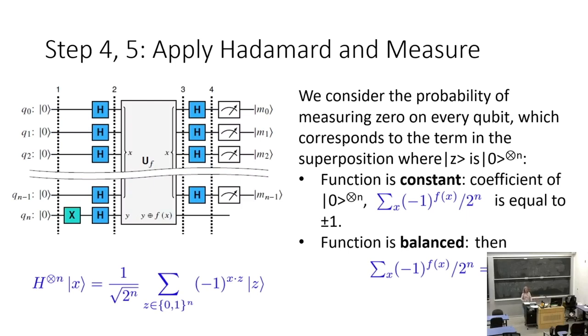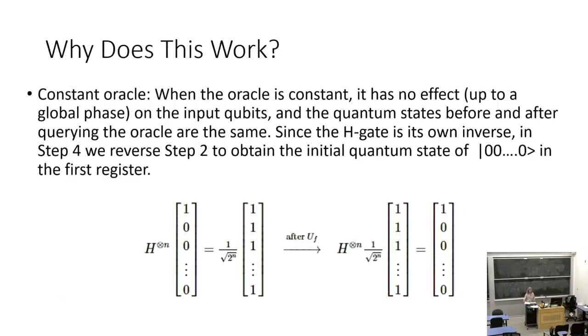So to see why this works, I think it's helpful to break it down a little bit more. When the oracle is constant, it has no effect, up to a global phase, on the input qubits. The quantum states before and after calling the oracle are the same. And since the Hadamard gate is its own inverse, we applied it in step 2, and then we reverse it in step 4, we just obtain the initial quantum state in the first register.